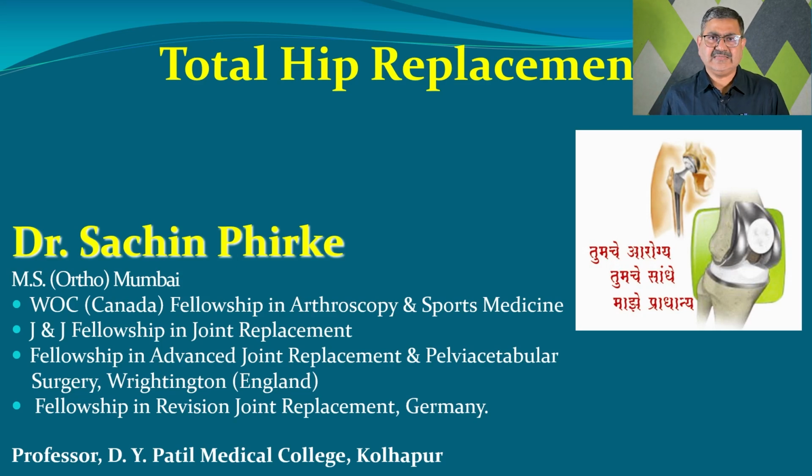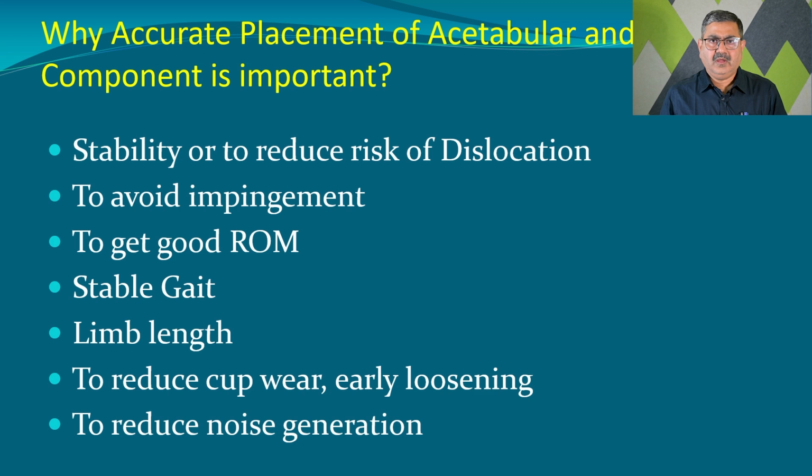Today we will be discussing total hip replacement. The most important thing for the success of total hip replacement is accurate placement of the acetabular as well as the femoral component positioning. Why is this important? This increases the stability and reduces the risk of dislocation.